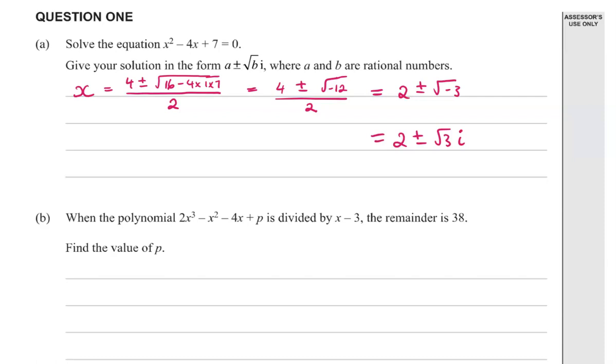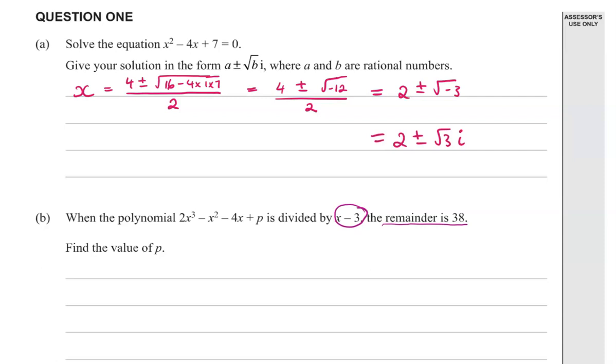For part B, the clue here is that we're told what the remainder is. The remainder is 38 when this polynomial is divided by x minus 3. Now to do this, we're using the remainder theorem. So we put in 3 into our polynomial. We get that from this part here. So if we're dividing by x minus 3, then we use the root that would come from that, which would be 3, if that did divide exactly.